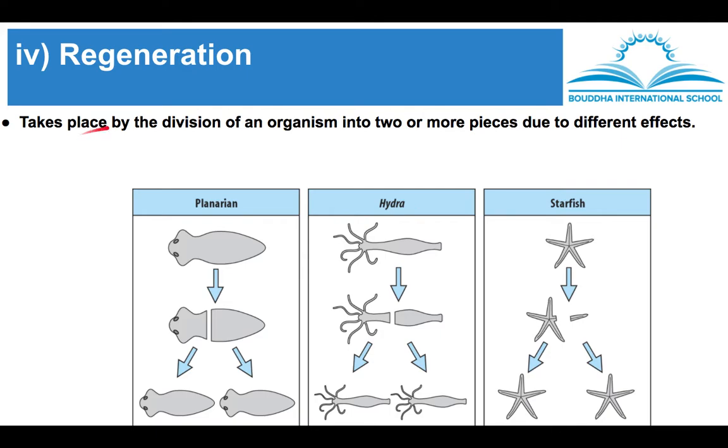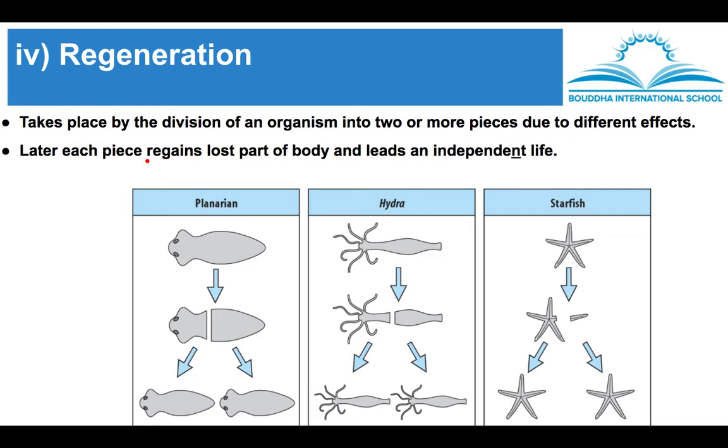So how it takes place is by the division of an organism into two or more pieces due to different effects. And what happens later, each piece will regain the lost part of the body and lead an independent life. It is common in Hydra, starfish, tapeworm, Planaria, etc.